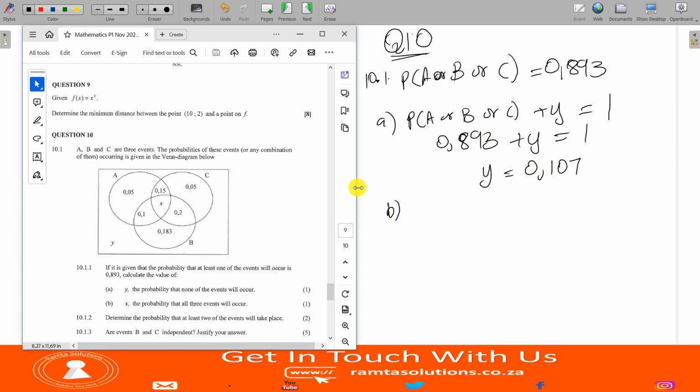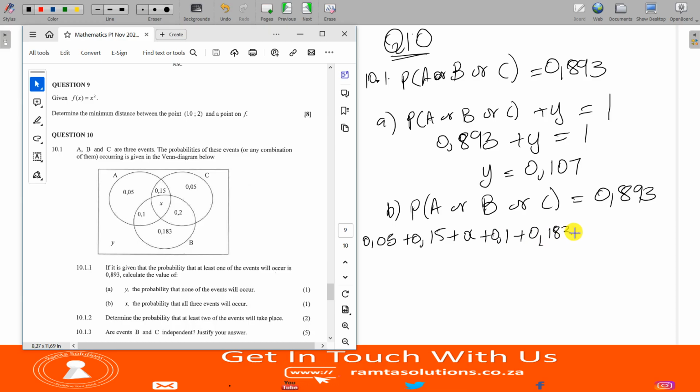Now they say calculate the value of X, which is the probability that all events will occur. Now, this is what you know. You know that probability of A or B or C is 0.893. This means you must take all entries. Okay, so what are they? 0.05 plus 0.15 plus X plus 0.1 plus 0.183 plus 0.2 plus 0.05. All these are equal to 0.893. Okay, guys, remember it's all of them, all of these inside the circles equal to 0.893.